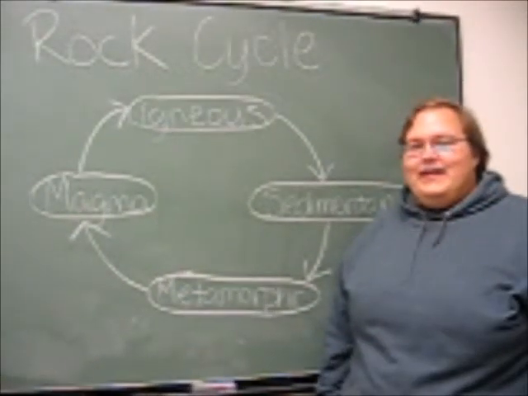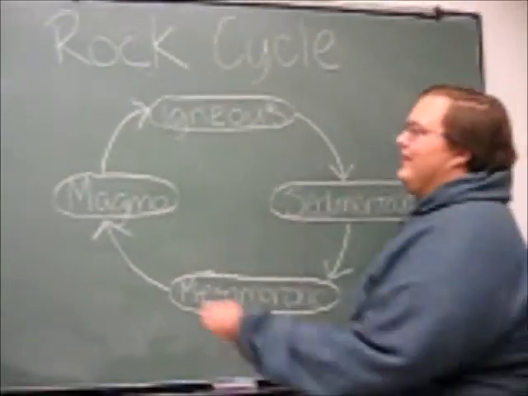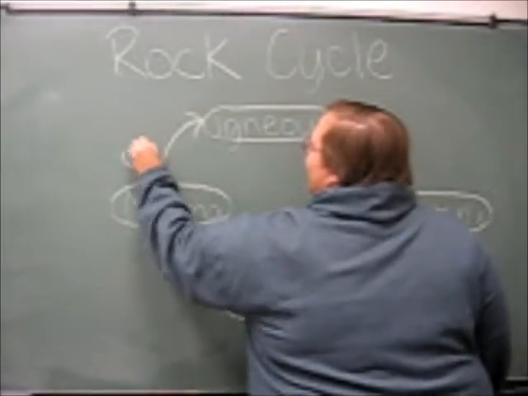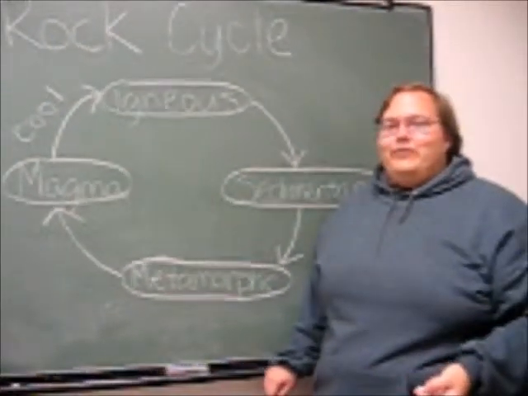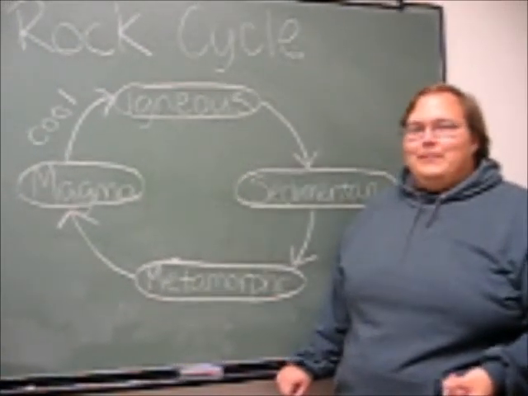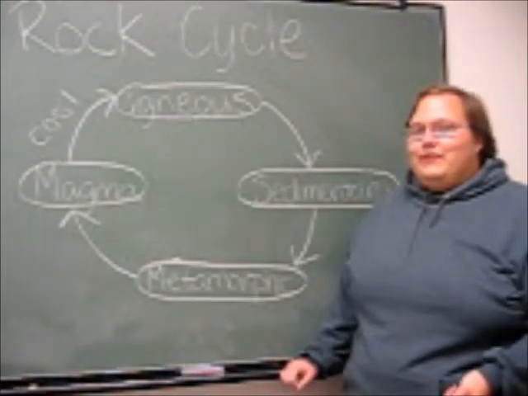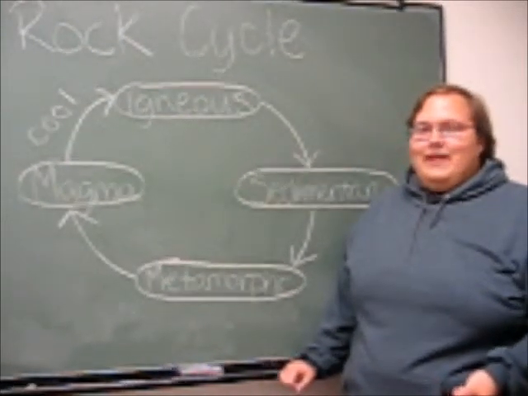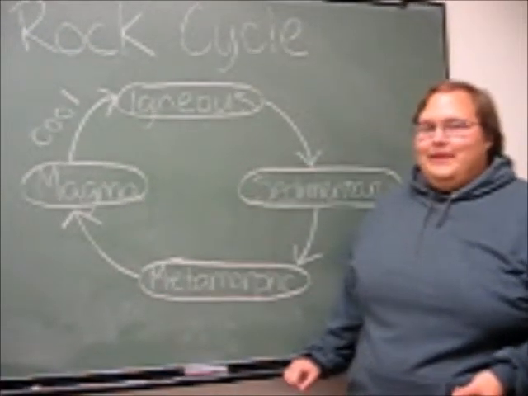We're going to talk about igneous rocks, or fire rocks. Igneous rocks are formed by the cooling of magma. There are two types of igneous rocks: intrusive and extrusive. Intrusive igneous rocks are formed when magma cools very slowly below the crust of the earth. Extrusive igneous rocks are formed when magma reaches the surface of the earth and becomes lava and cools very rapidly.